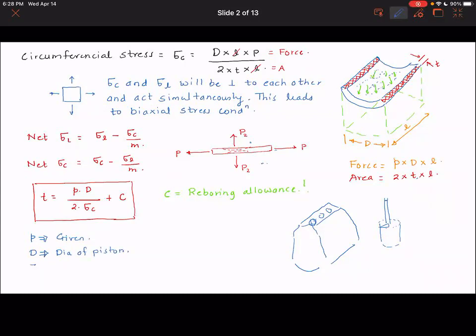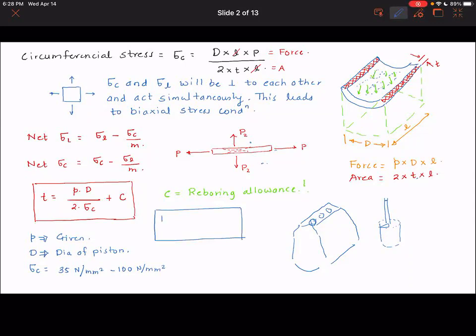However, the value of sigma c, which is the circumferential stress, will vary all the way from 35 Newton per millimeter square to 100 Newton per millimeter square. It totally depends upon the size and the material of the cylinder. When we look at the actual example, it would be clear. And this C, the reboring allowance, depends upon the diameter.